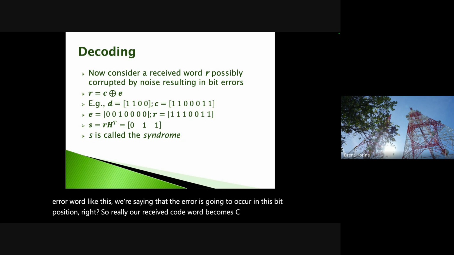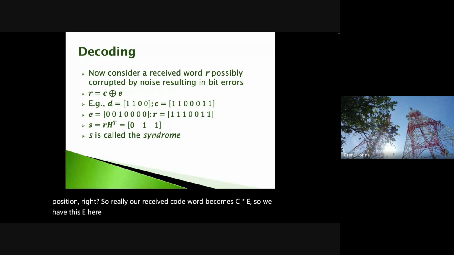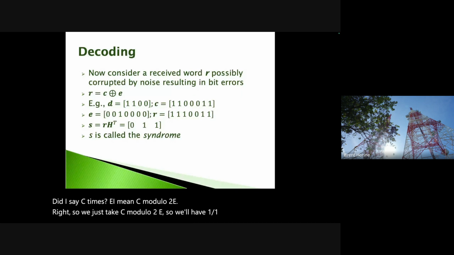So really our received code word becomes C modulo 2 E. So we have this E here, and we take modulo 2. Did I say C times E? I mean C modulo 2 E. So we just take C modulo 2 E, and we'll have 111 0011. So our receiver is going to receive that.